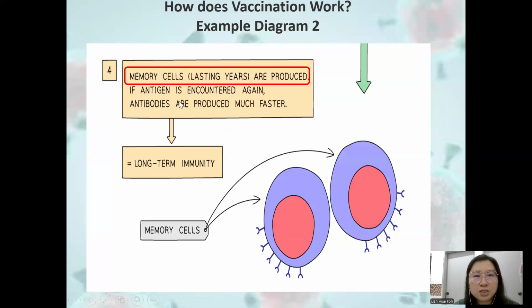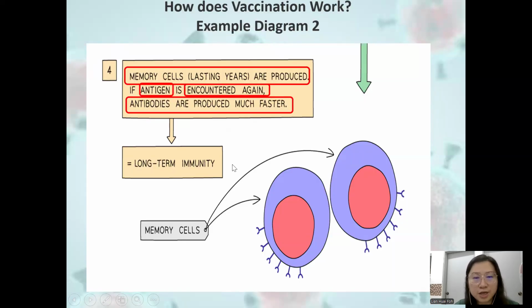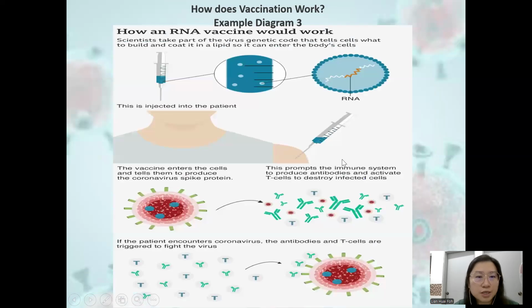And if the same type of antigen is encountered again, antibodies are ready to be produced to destroy the pathogen. So in a way, they produce a long-term immunity. Right. These are just some diagrams to help you.